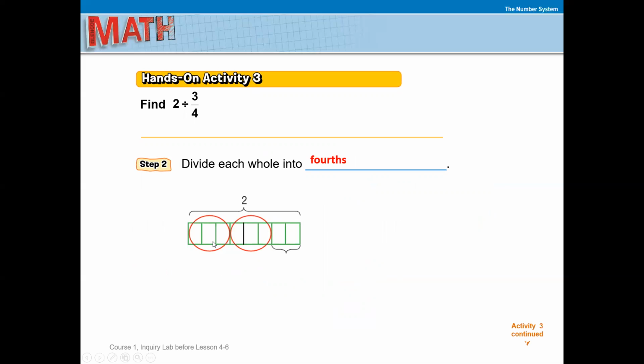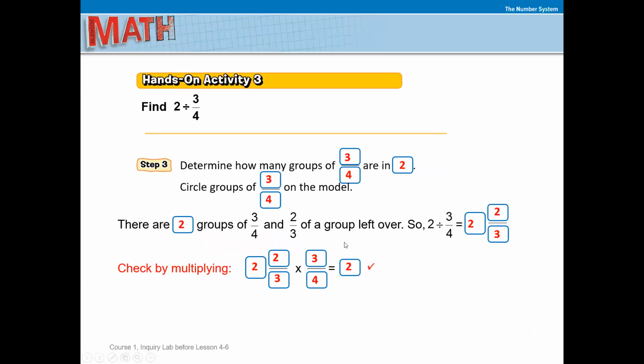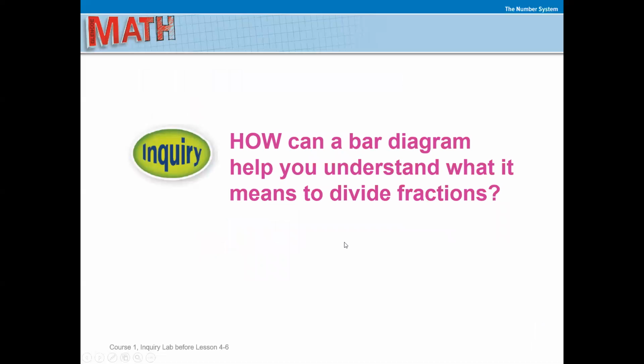2 groups of 3/4, and then there's 2 pieces that are thirds left over. How can a bar diagram help you understand what it means to divide fractions?